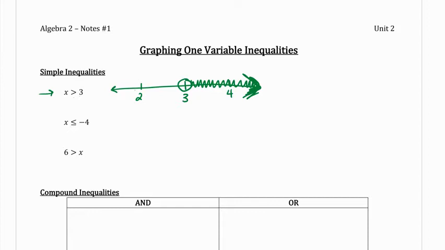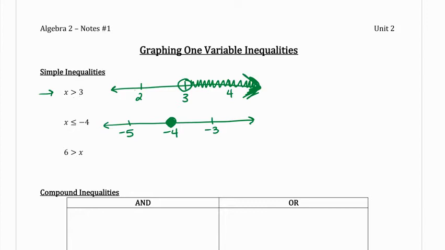All right, then the next one, x is less than or equal to -4. So again, I'm going to make my number line here. I'm going to put the -4 in the middle. I'm going to put one bigger, that'd be -3, and one smaller at -5. This time it's less than or equal to, which means it does actually include the -4 in the solution. So I'm going to fill that with a closed circle this time.